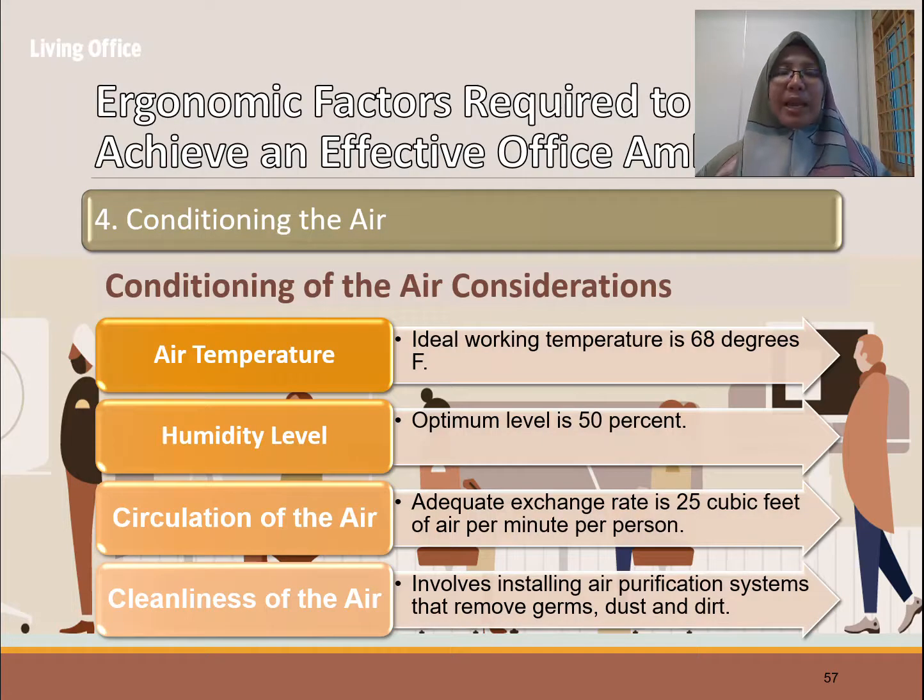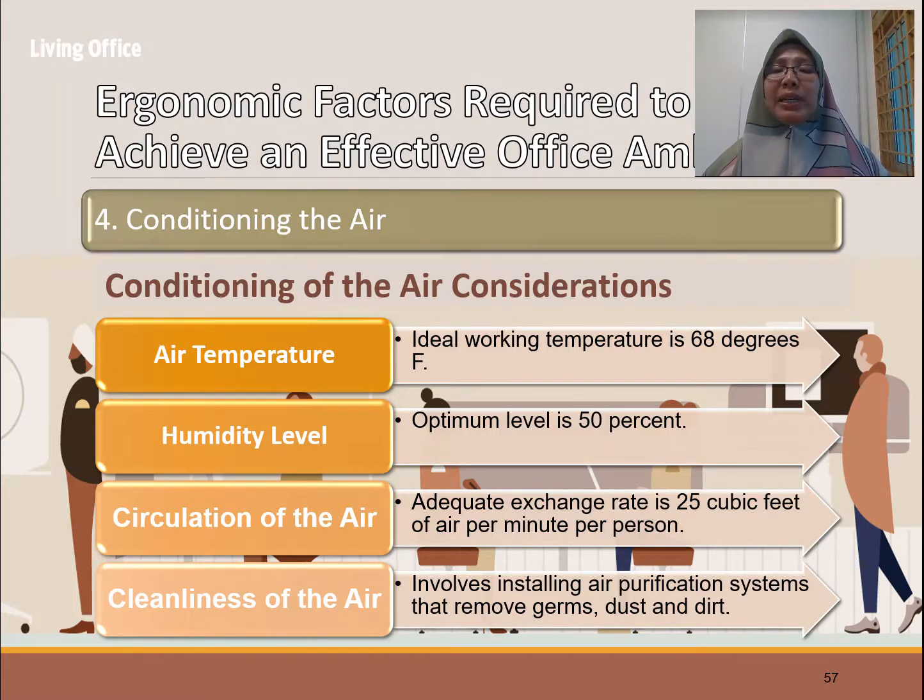Now we are going to proceed to number 4 of the ergonomic factors, which is conditioning the air. So you need to consider there are 4 considerations of conditioning the air. The first one is the air temperature, then the humidity level, the circulation of the air, and the cleanliness of the air.